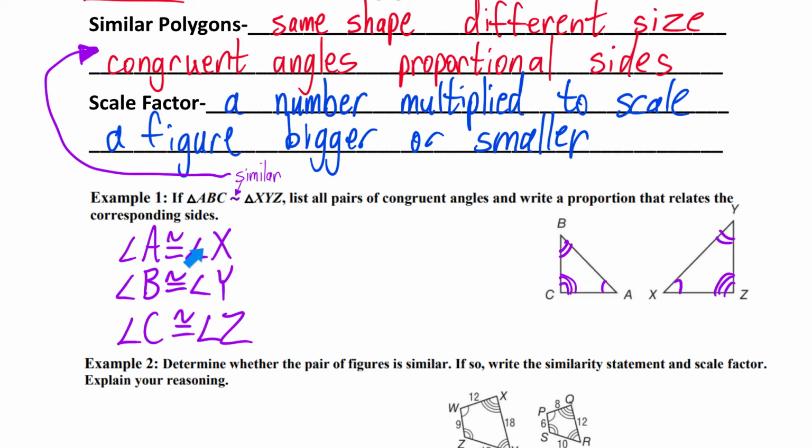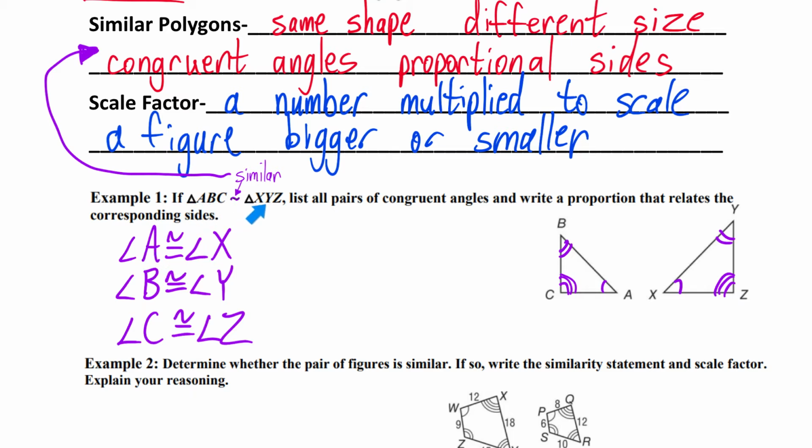Now, the way we got this was by looking at these and basically comparing them. And that's fine, but there's an even better way than that. It's just looking at this statement right here. Since A is the first letter and X is the first letter, those two sides are going to be the corresponding angles. So A goes to X.